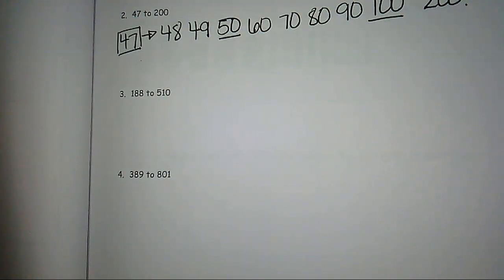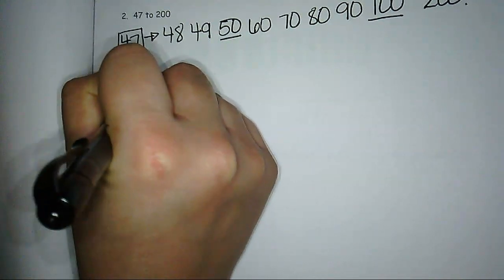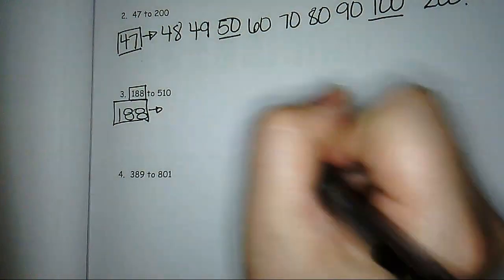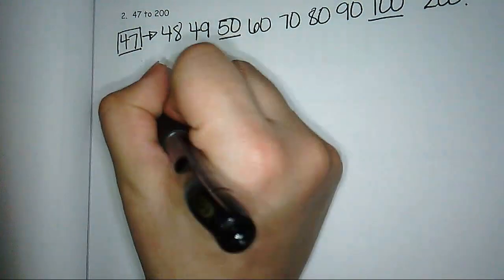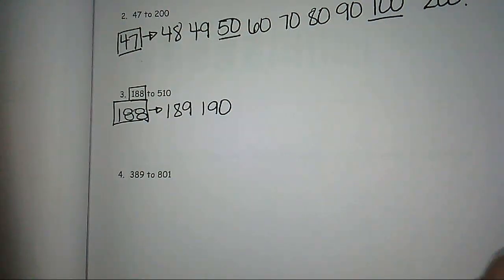Okay, perfect, boys and girls. So here's what you should have. The first thing is that you write the number 188 and you box it because that's the number you're starting with. And you start thinking, do I count by ones, tens, or hundreds? We always start with the ones, and I go 189, 190. I underline the number 190 because it's a benchmark. I hope you did that.